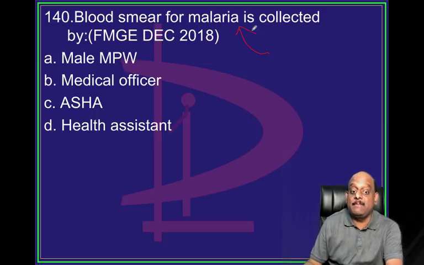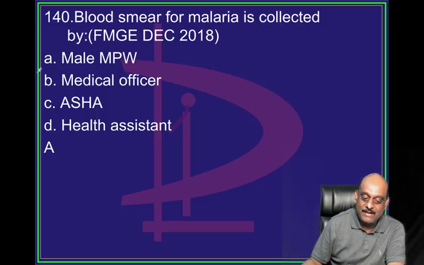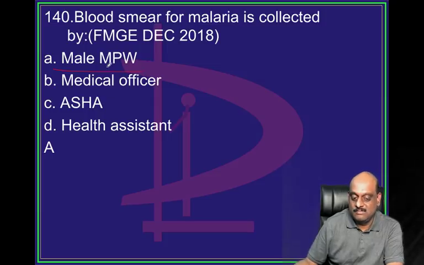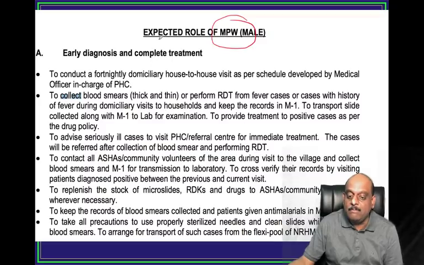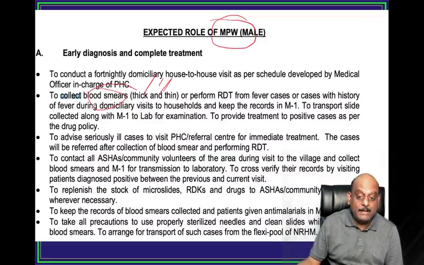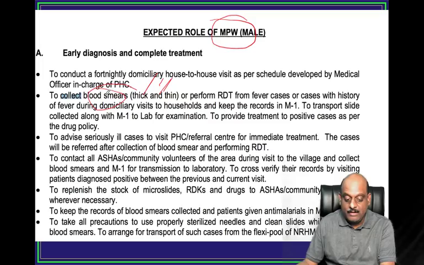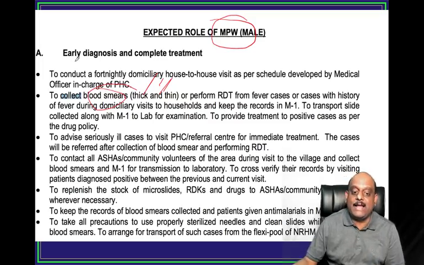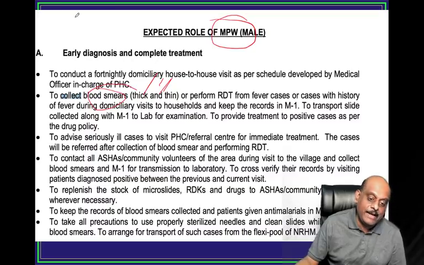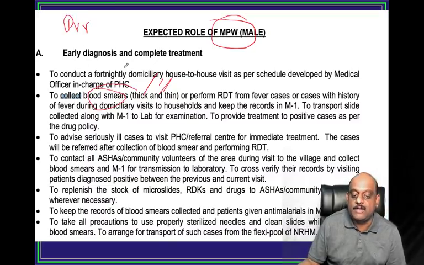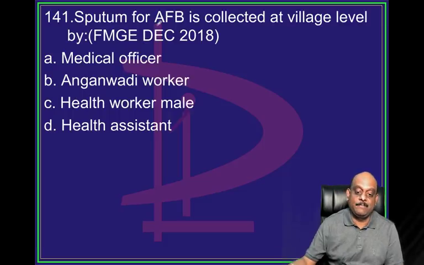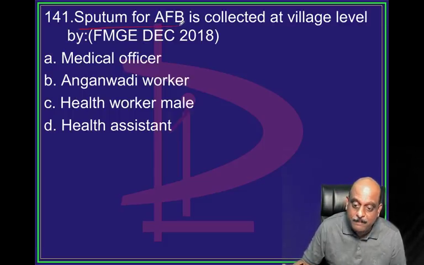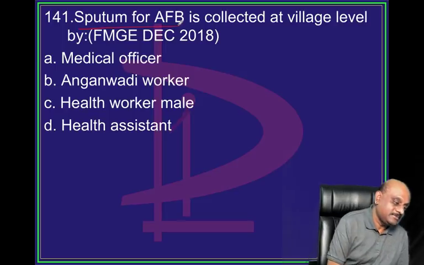Who collects the blood smear for malaria? Male multi-purpose worker. So what is the role of male multi-purpose worker? Collect the blood smear, thick and thin, should be collected by him. Then female multi-purpose worker क्या करेगा? वो भी collect करेगा, मगर pregnant women के पास blood smear collect करेगा. Female multi-purpose worker. Sputum for AFP is collected at village level.